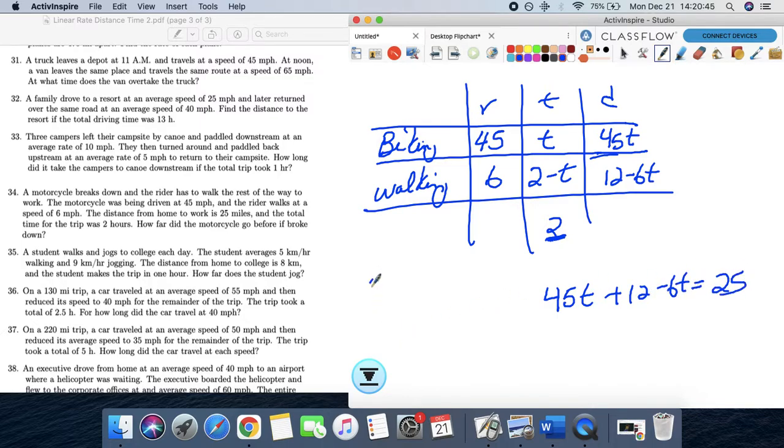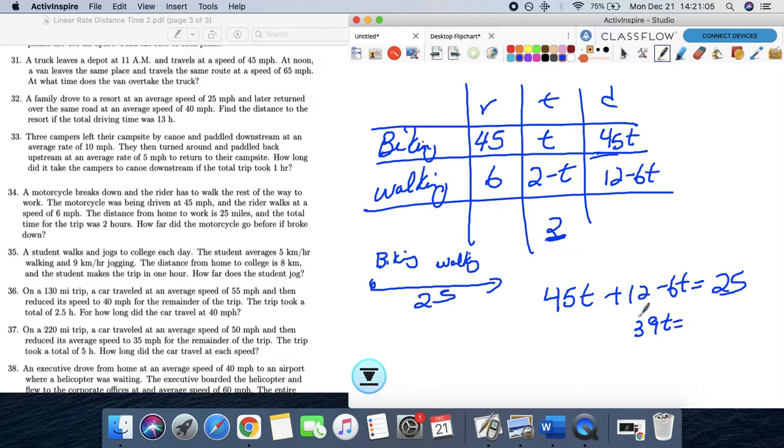So remember, here is 25 miles. We spent some of it driving and some of it walking. That's why their sum is equal to the total, which is 25 miles. Combine like terms, 45t minus 6t is 39t.